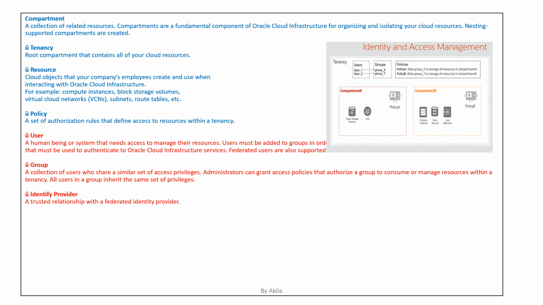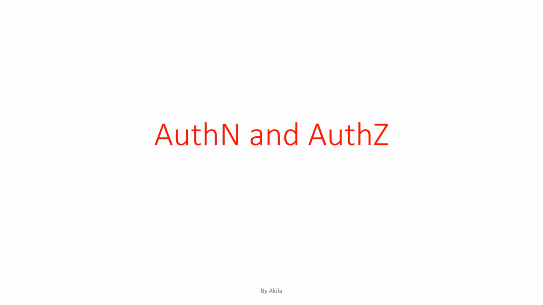So user group, user 1, user 2, user 3 can get the access. We all know what is the meaning of policy, what is the meaning of resources, what is the meaning of tenancy, what is the meaning of compartments. With that, only IAM will come.